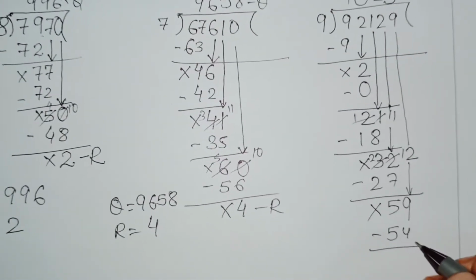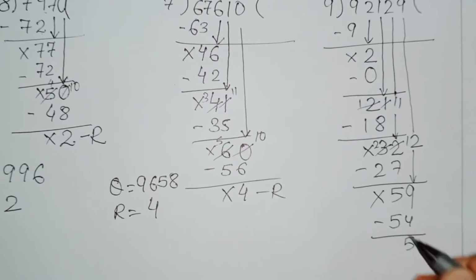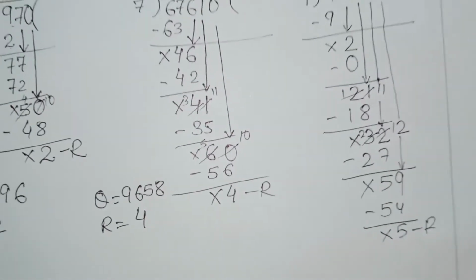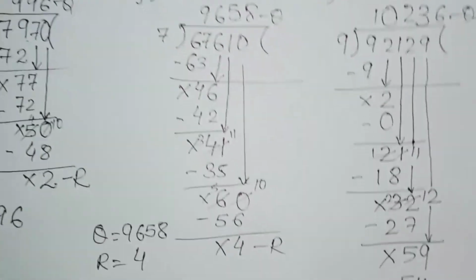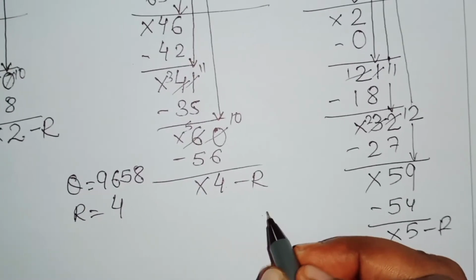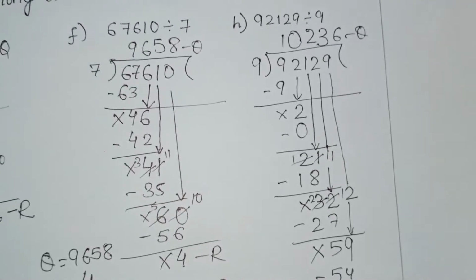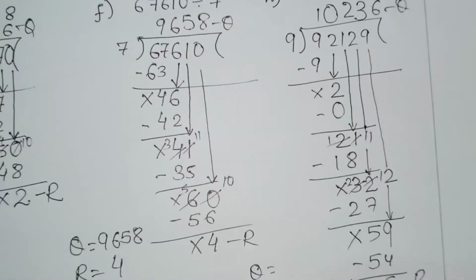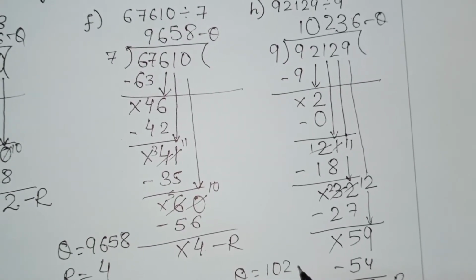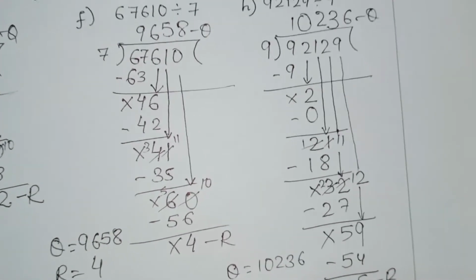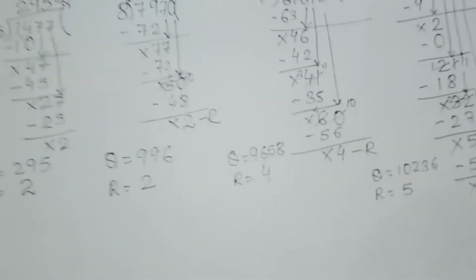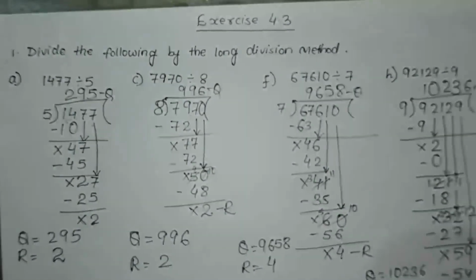54. So 59 minus 54 is how much? 5. So this one is the remainder and this one is the quotient. What is the quotient? It is 1s, 10s, 100s, 1000s, 10,000s. That means 10,236 is the quotient and the remainder is 5. So with this I have completed question number 1.